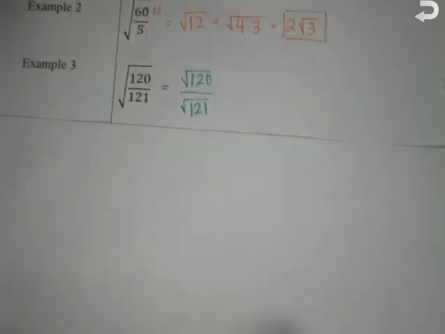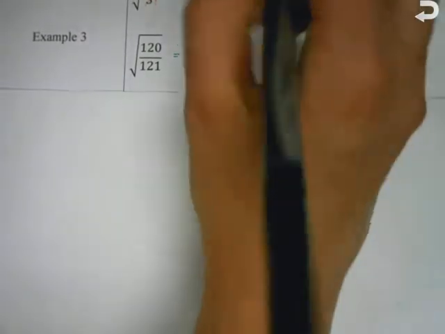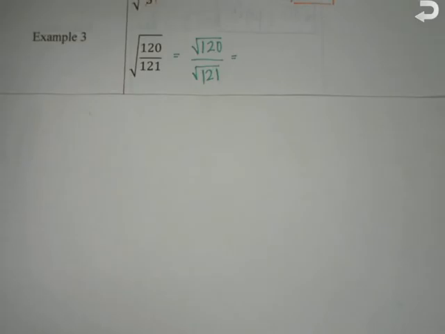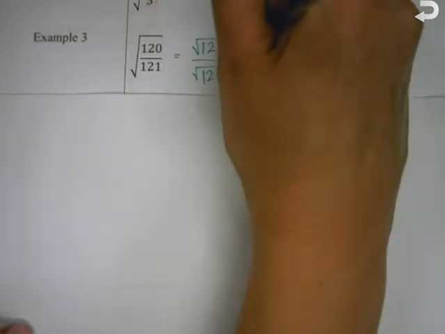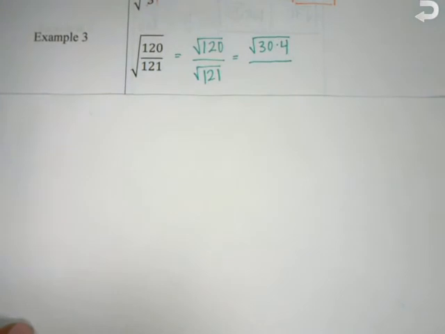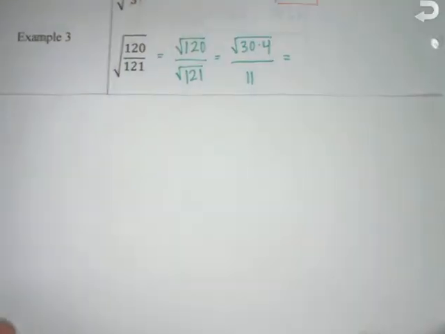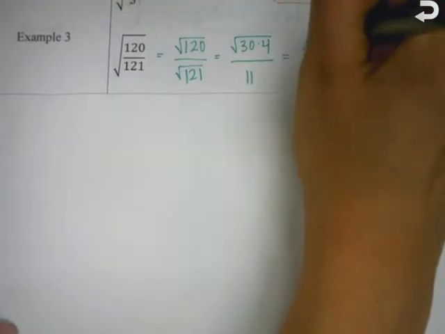Can we simplify the square root of 120? 30 times 4. Yeah, that works. So this is square root of 30 times 4. What about square root of 121? 11. All right, square root of 4 is 2. So this is 2 root 30 over 11.